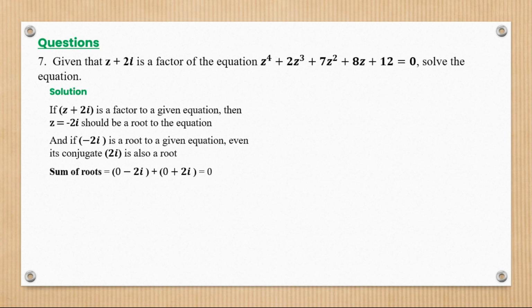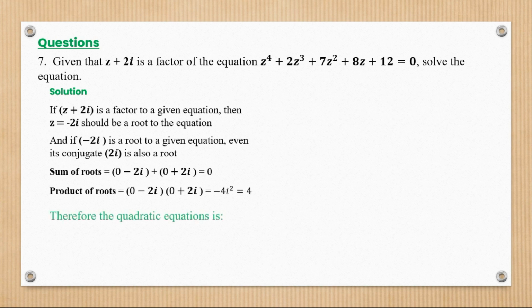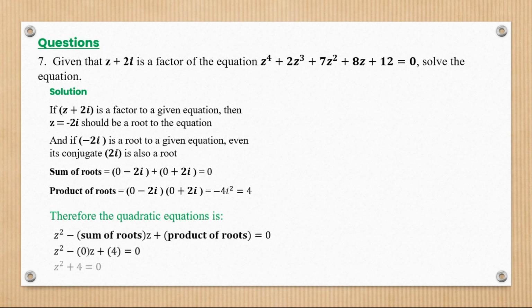So let's first find the first quadratic equation. In this example, we're going to have two different quadratic equations because it's a quartic equation. So we end up having the sum of roots as 0, and then the product of roots will also be equal to 4. And therefore, the first quadratic equation is going to be z squared plus 4, which is equal to 0. So we can see that z squared plus 4 is a factor of the equation. Now we're going to find the other quadratic equation from long division.